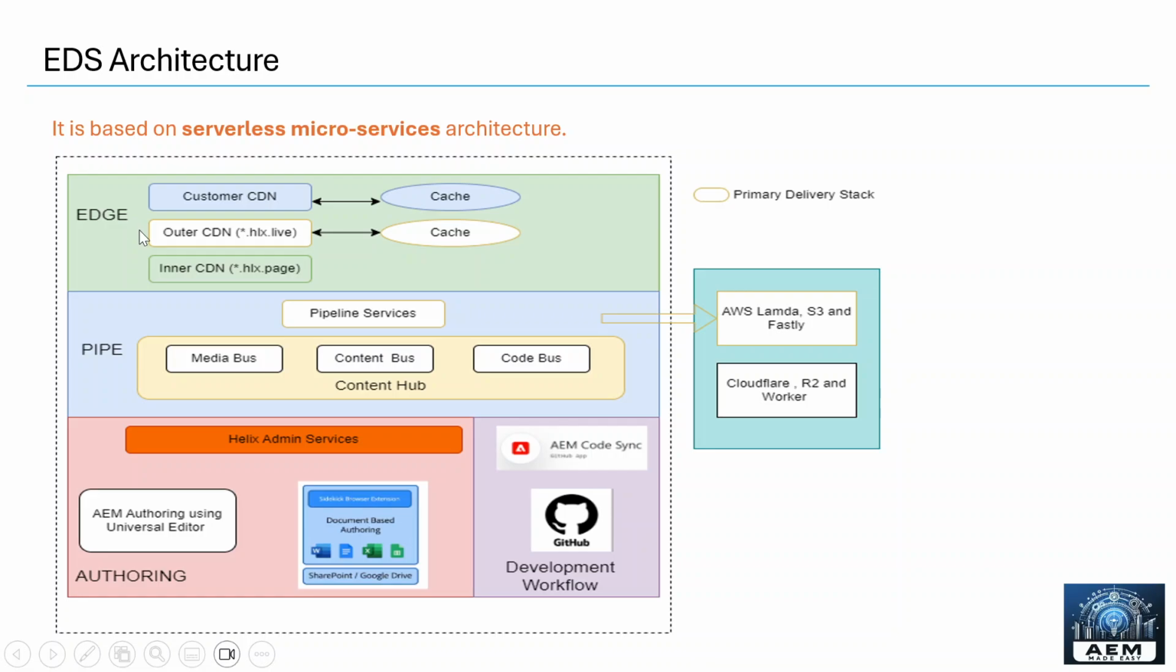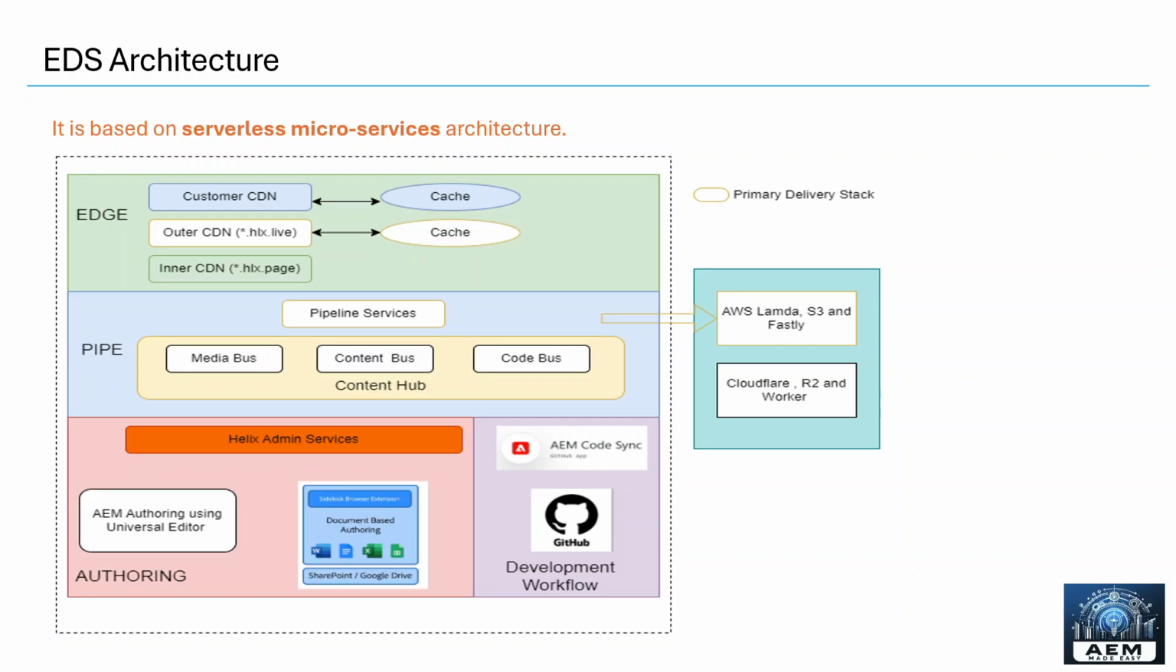Coming to the edge, a typical EDS site uses three levels of CDN. The first level is the customer CDN, also referred to as BYO CDN. This CDN caches content delivered by the next level, the outer CDN. It relies on a long-lived shared cache with precise invalidation, which is triggered by Helix admin based on customer-provided configuration. So in short, this is totally managed by the customer, and they can configure it as they like.